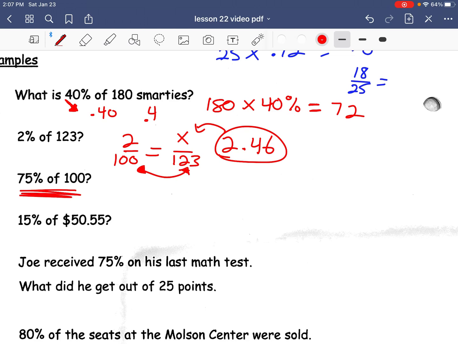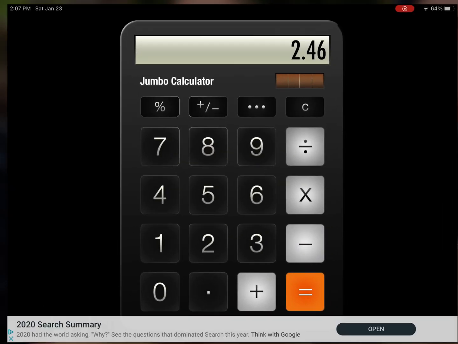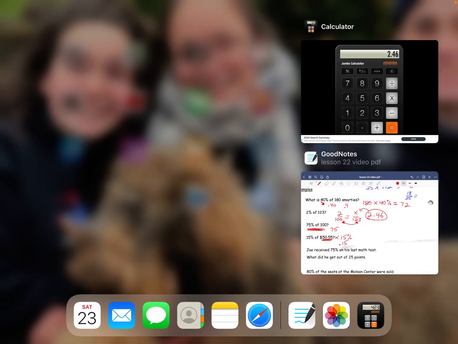75% of 100 is almost a trick question. It's already based on 100, so you would just have 75. Again, here I would take this number times 15%. This time let's change that to a decimal, 0.15. So I'm trying to give you all the different options.